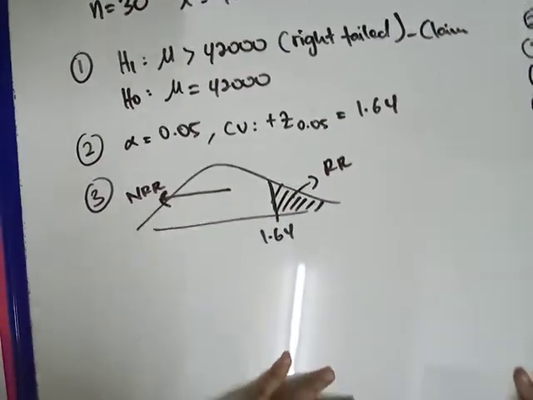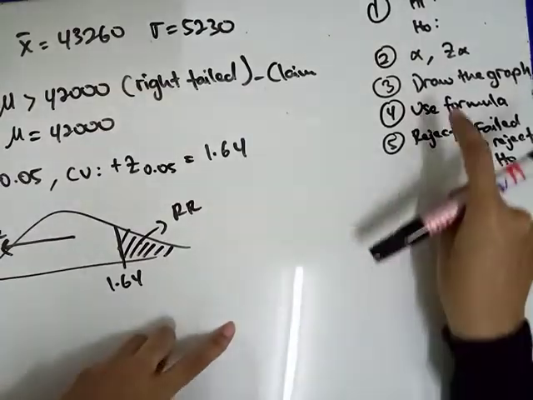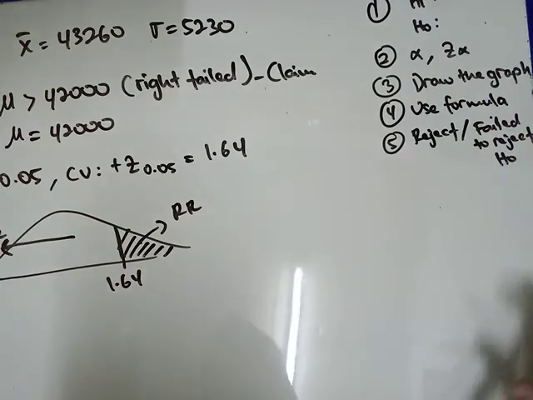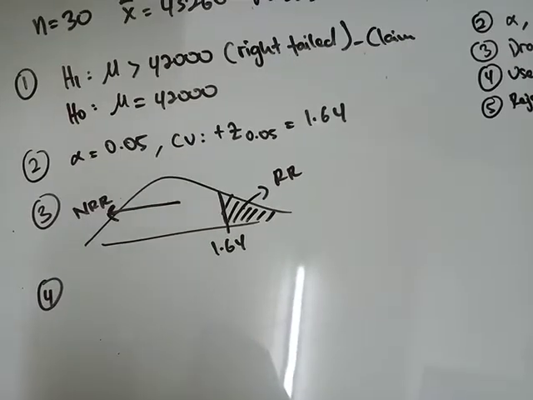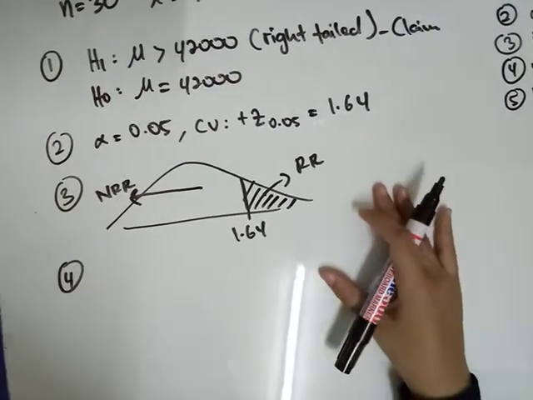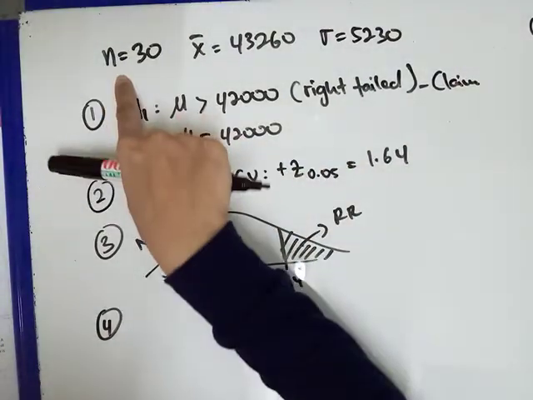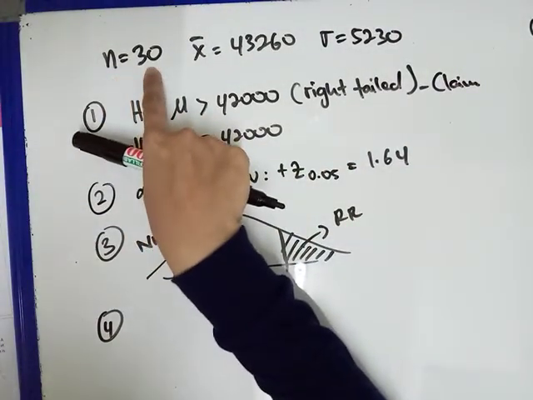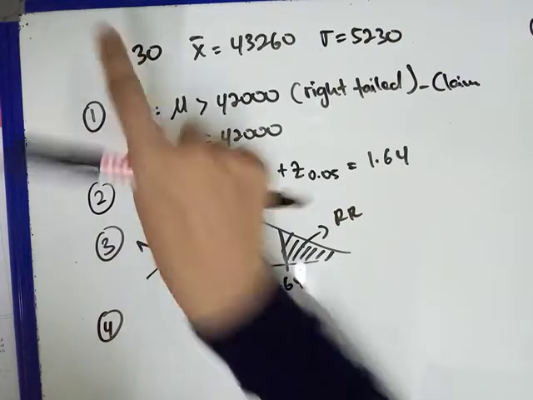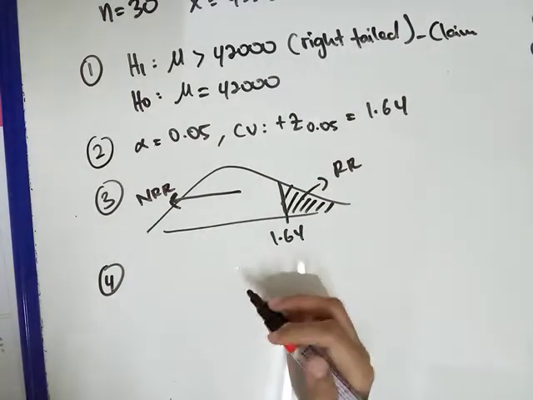Okay, and then step 4, use formula. Kita nak test sama ada statement ni true ataupun tak. Okay, sama ada dia betul ataupun tak. We need to use the formula. Use formula Z test. Okay, why Z test? We know that since sample size is more than or equal to 30, that means we need to use the Z test formula. Okay, sebab sample size dia besar. Okay, it is large sample size.